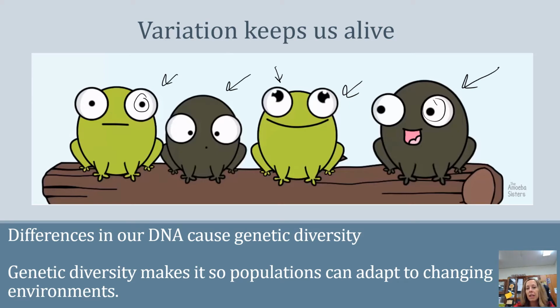So those variations or those differences in our DNA actually cause genetic diversity. That's what it's called when you look at a big population. And genetic diversity makes it so that populations are able to adapt to changing environments. Sometimes when the population of an endangered species gets really low, they talk about losing genetic diversity and how there's problems in that. It's because the organisms are then unable to adapt to any kind of changes in the environment.